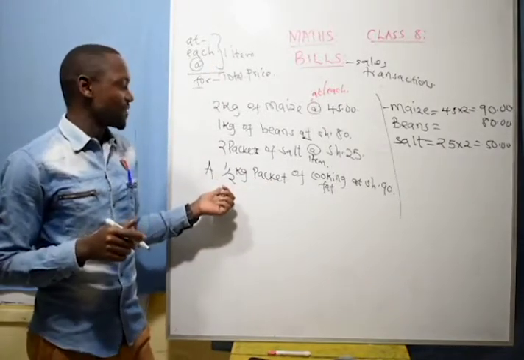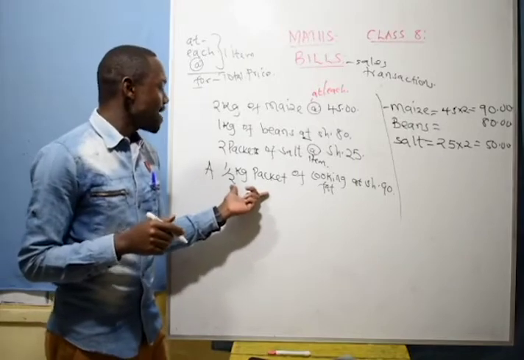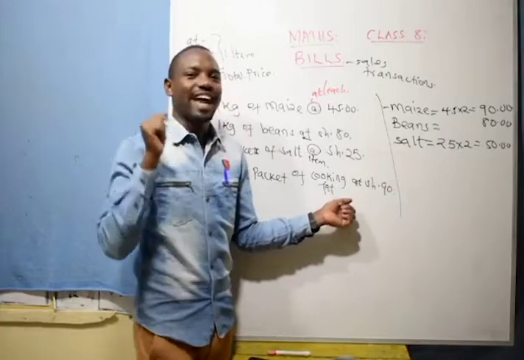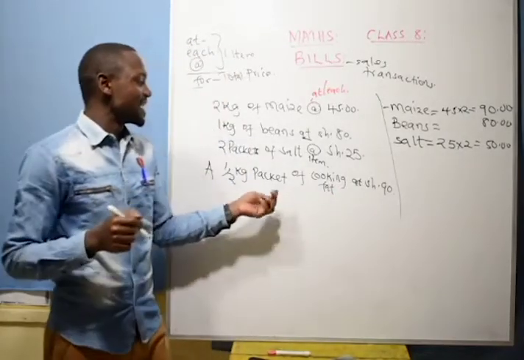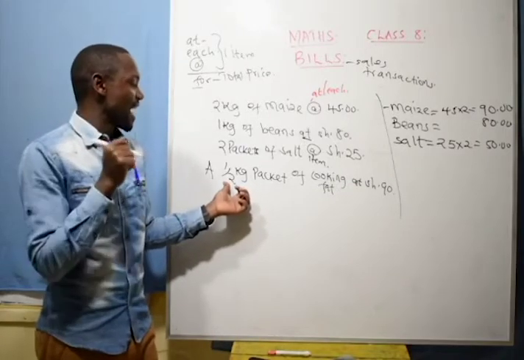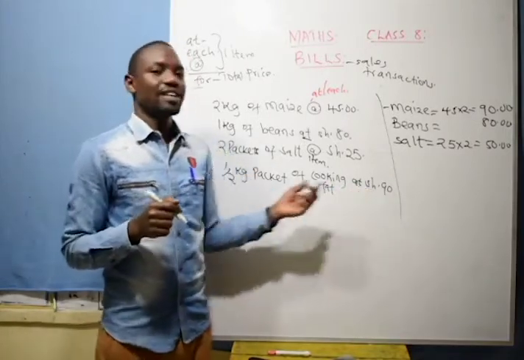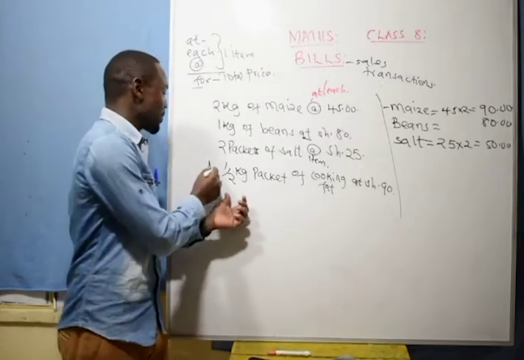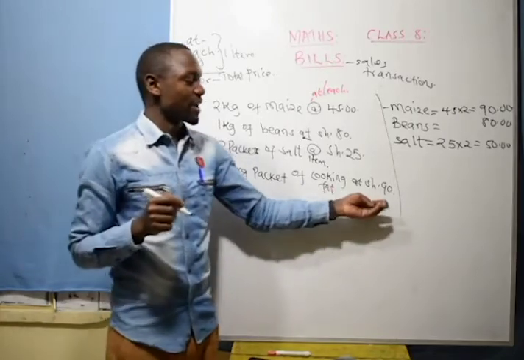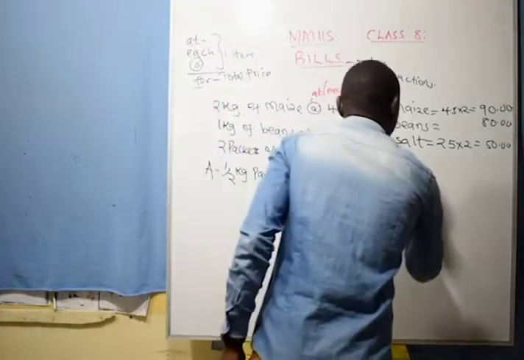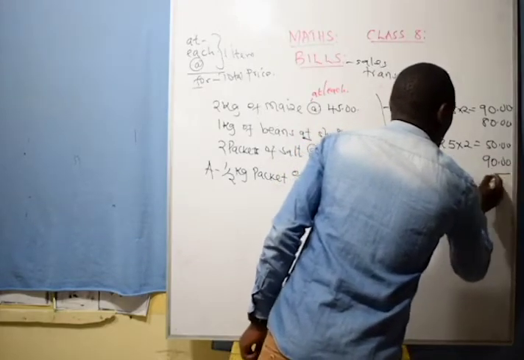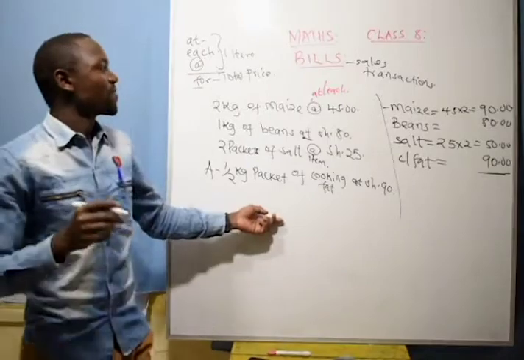This is different from a half kilogram packet of cooking fat at 90 shillings per kilogram. If it is 90 shillings per kilogram, that means since he bought only a half kilogram, you divide 90 by 2, that is 45 shillings. But here we are told it is one packet, which is a half kilogram of cooking fat, for 90 shillings. So for cooking fat, he spent 90 shillings.